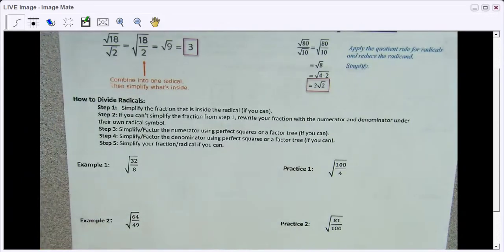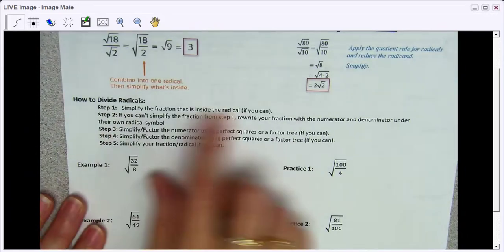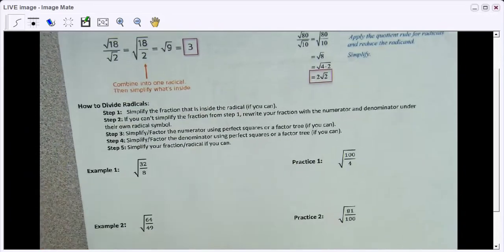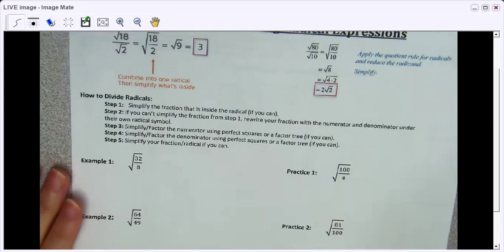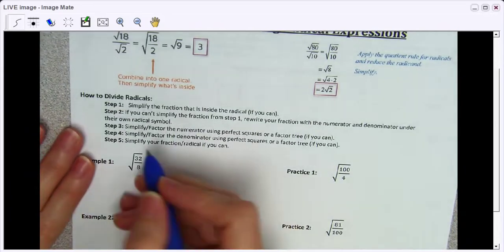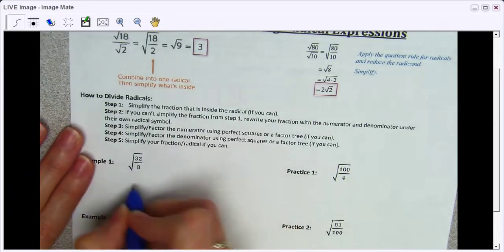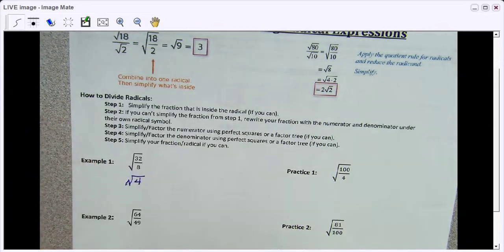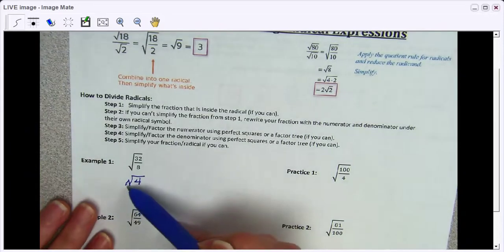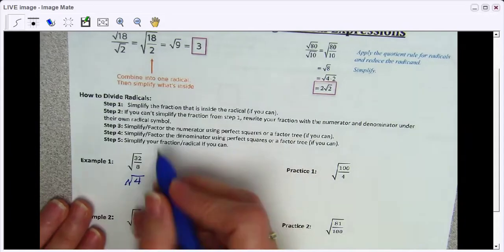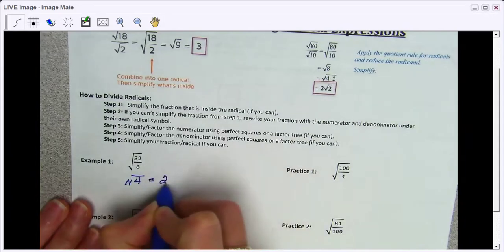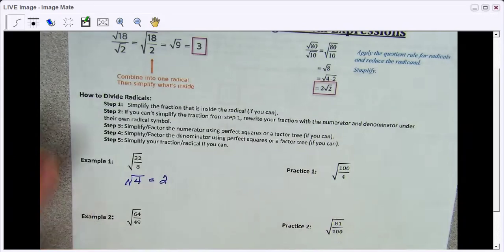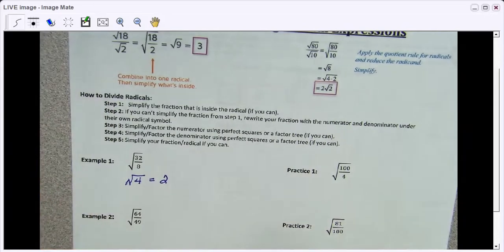So the first thing that you want to do, step one, is simplify the fraction inside of the radical if you can. So in this case, we can. 32 divided by 8 is 4. You keep it under the radical until you start factoring out. So then we get the square root of 4, and the square root of 4 is 2. All right, we're going to do the right side.